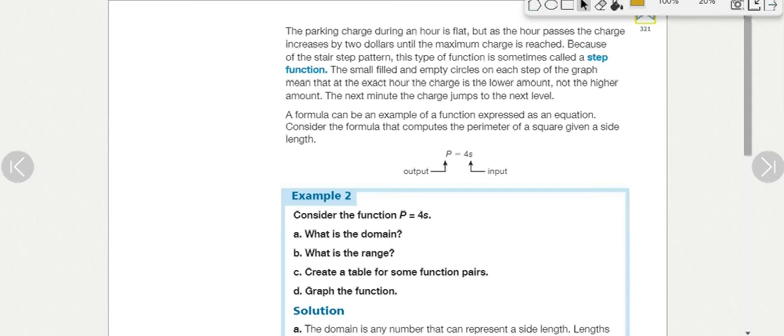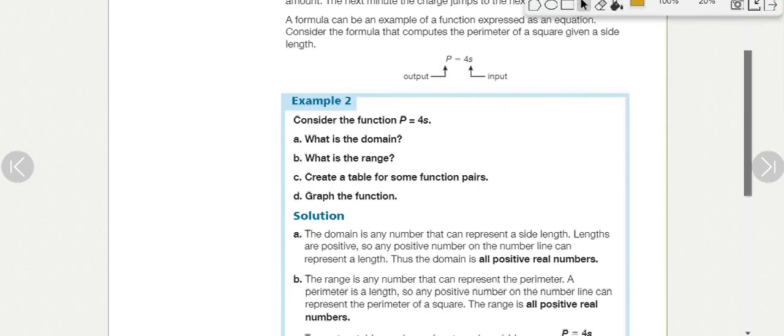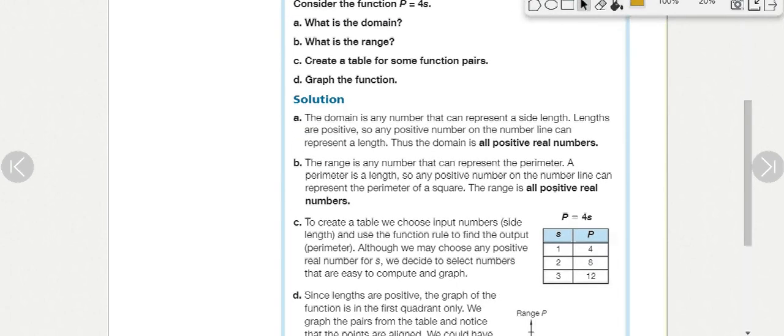We called it a step function. Here's an example of a continuous function, that perimeter formula. Perimeter is 4 times side. The domain is side lengths. I guess all positive real numbers, because a side length can be any positive real number. You can't measure a distance in negative numbers. And then the range here, they say, is all positive real numbers as well, because you're not going to end up with a negative if you've been using all positives to multiply. So the range and the domain are any number that's positive.